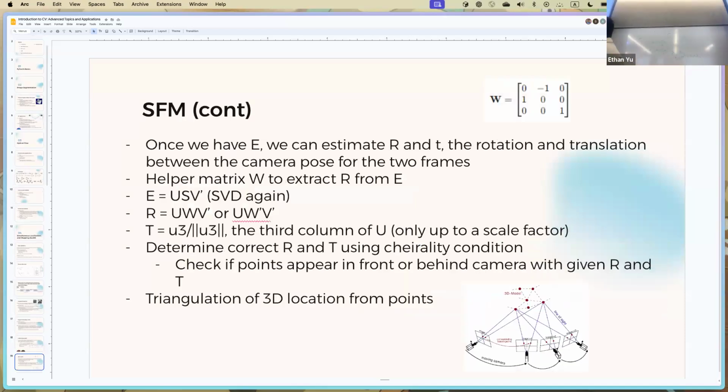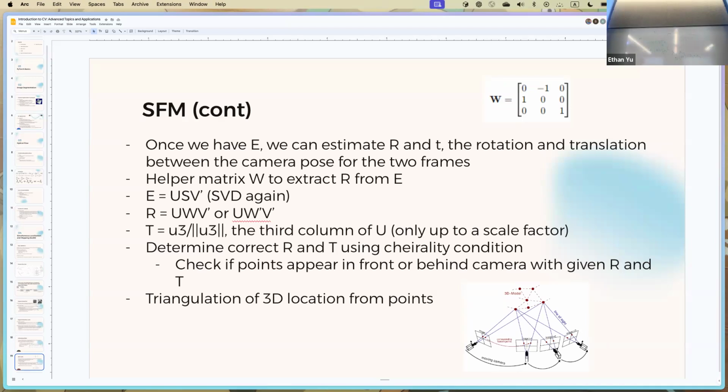Okay. So once we have the essential matrix E, you can get the essential matrix if you know the rotation and translation between two cameras. Now we can find the essential matrix from the point correspondences, and then we want to extract the rotation and translation from that matrix. So here we have this helper matrix W. It just looks like that. Once you have E, you do another SVD, which gives you U and V transpose. The apostrophe there is supposed to be a transpose.